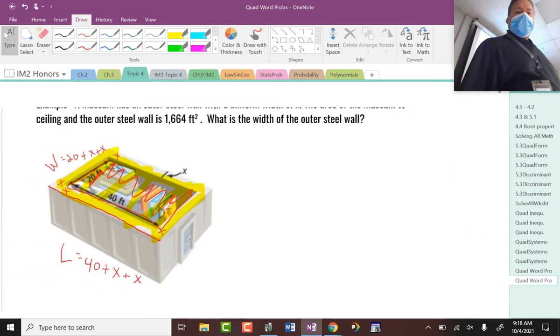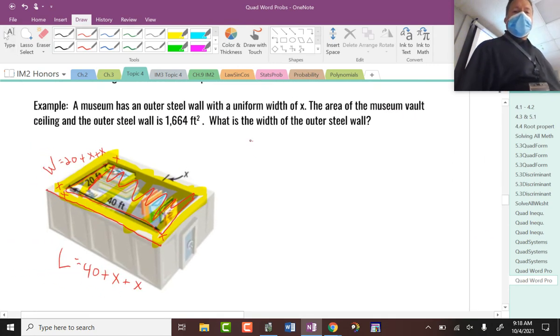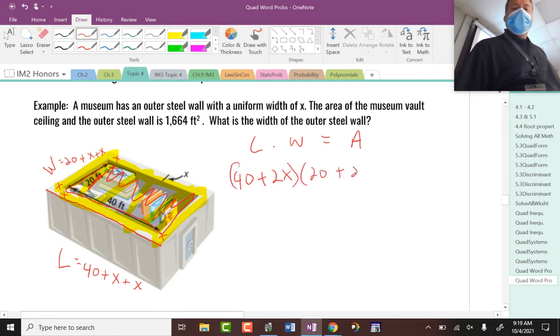So knowing that the basic rectangle area is length times width, let me make that area. Now let's make it length times width equals area. I like that. This should be an easy solve. Watch what happens with this though. This is nice numbers. Length is 40 plus 2x. Width is 20 plus 2x. And the area somehow is known to be 1664.